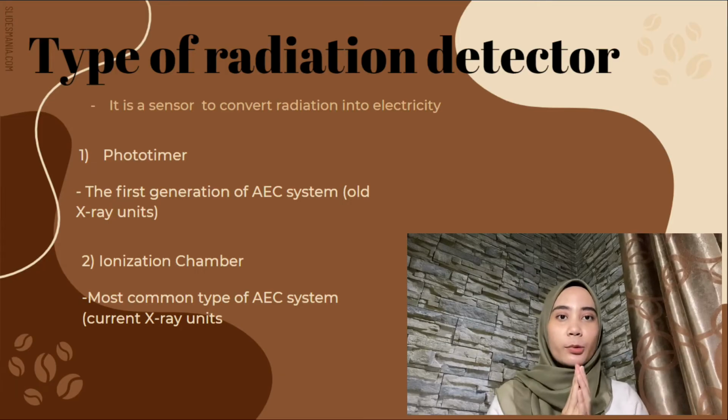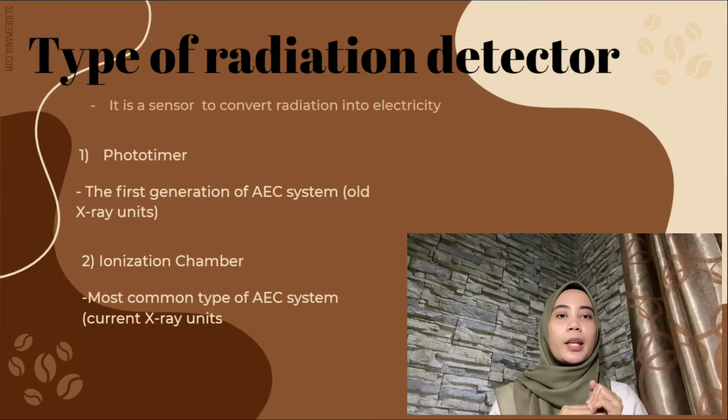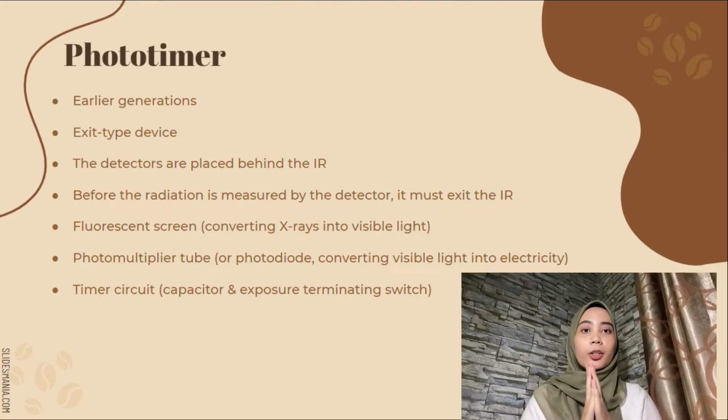Alright, next we will discuss the types of radiation detector used in AEC. A radiation detector is a sensor used to convert radiation into electricity. There are two types, which are phototimer and ionization chamber. Phototimer is the first generation of AEC system, while ionization chamber is the most commonly used in AEC systems nowadays. Okay, now let me look at phototimer first.